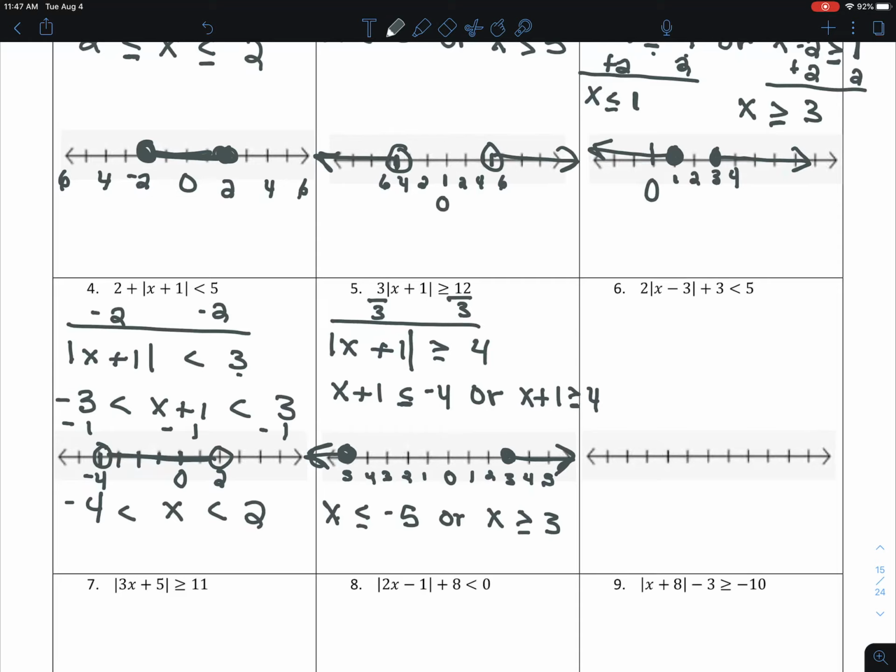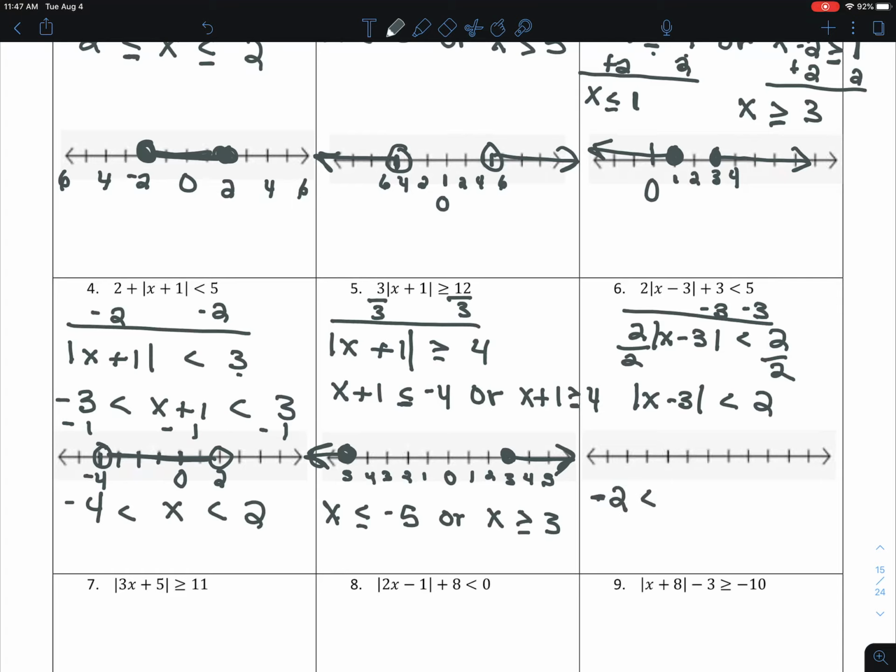Okay, let's do one more. This one, we have to do a whole bunch of stuff to get the absolute value by itself. The first thing is to subtract 3 from both sides. So we get 2 times the absolute value of x minus 3 is less than 2. Then we're going to divide everything by 2. So we end up with the absolute value of x minus 3 is less than 2.